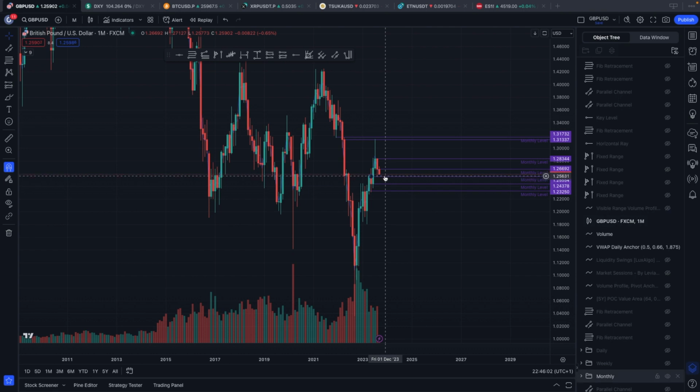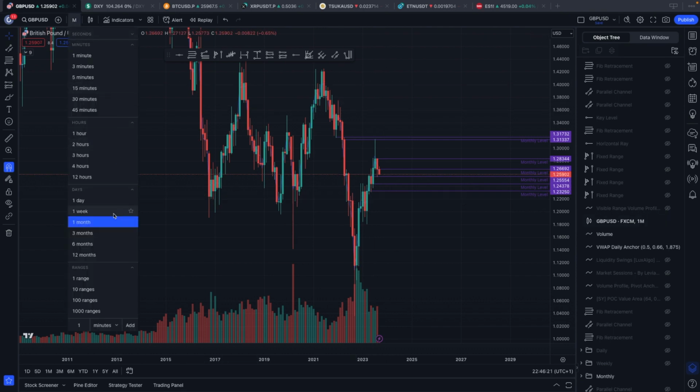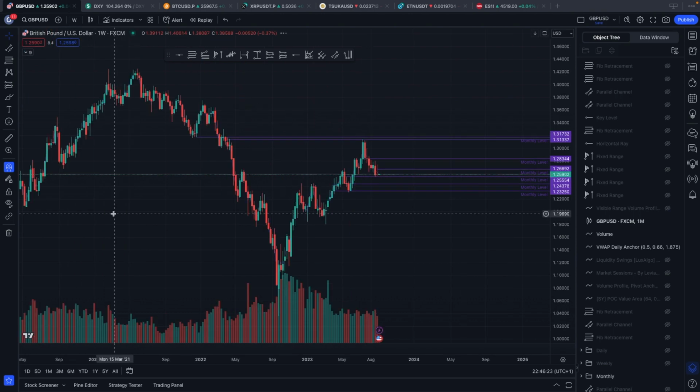Okay, and then we've got the monthly below us as well there. We can keep that one, even though we have gone through it, but you can see it was a level of support because we retested it and then went up. And yeah, I think that's us done in the monthly terms. Let's move on to the weekly terms now.